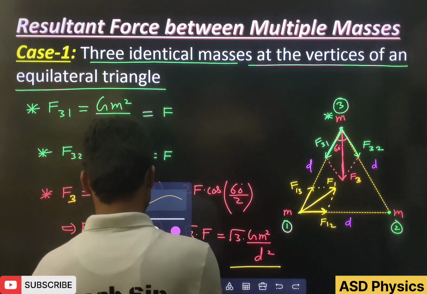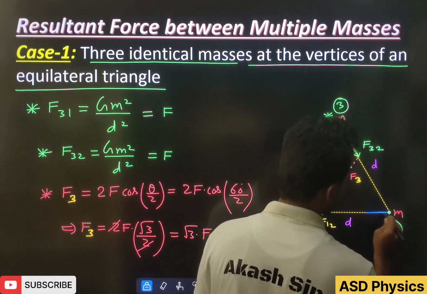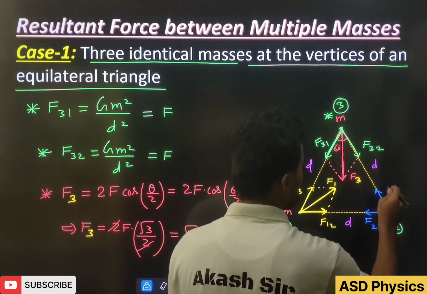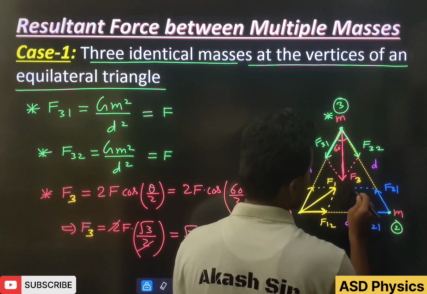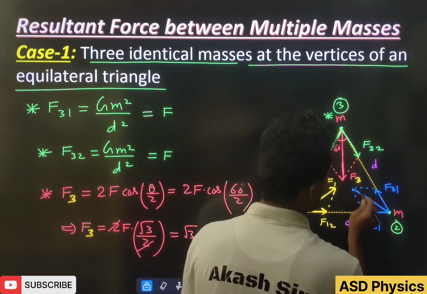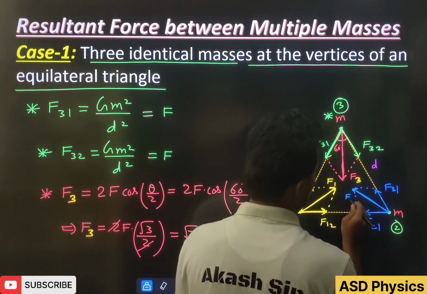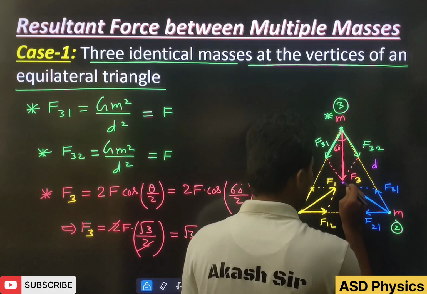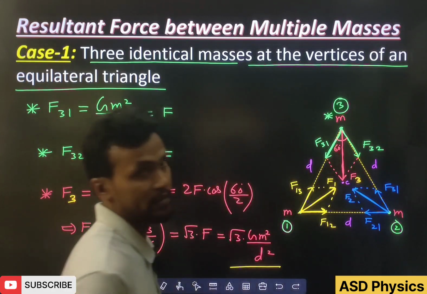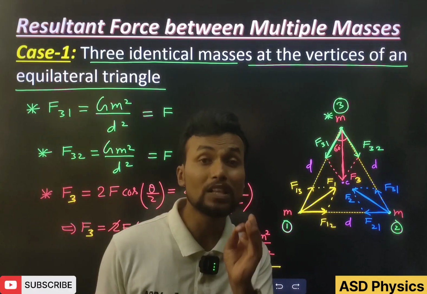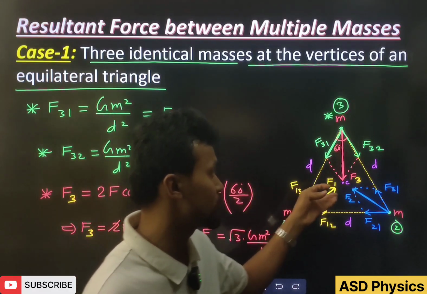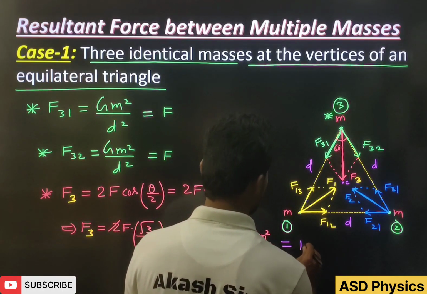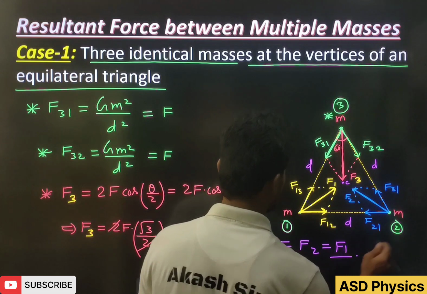And this is F1. If I talk about this mass, this 2, it will experience force F21, and due to 3, it will experience force F31. Then again, make a parallelogram. Now this force will be F2. So all these forces are resultant forces, and all these forces will meet at the centroid. All these forces are equal in magnitude. Maybe directions are different: F1 yellow, F3 red, and F2 green. But their magnitudes are the same. So it will be F2 also, and it will be F1 also.